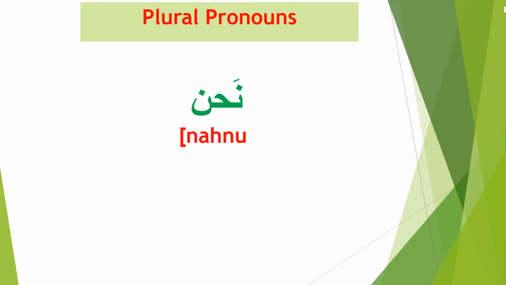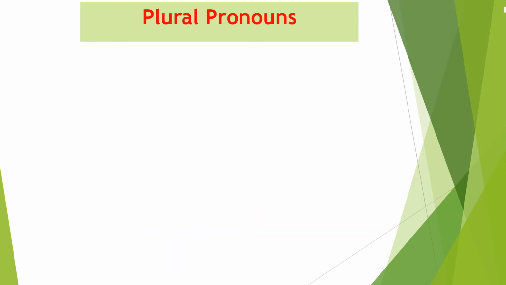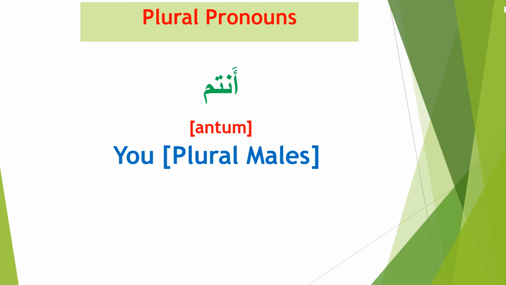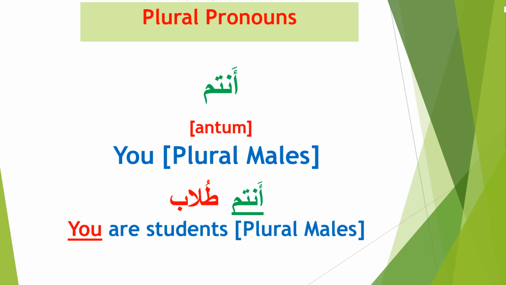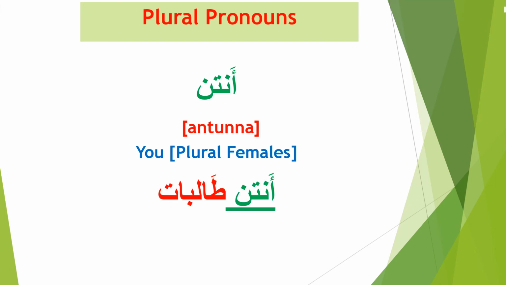So, نحن, we. Example: نحن طلاب. We are students. أنتم, you, plural males. Example: أنتم طلاب. You are students. أنتن, you, for plural females. Example: أنتن طالبات. You are students.